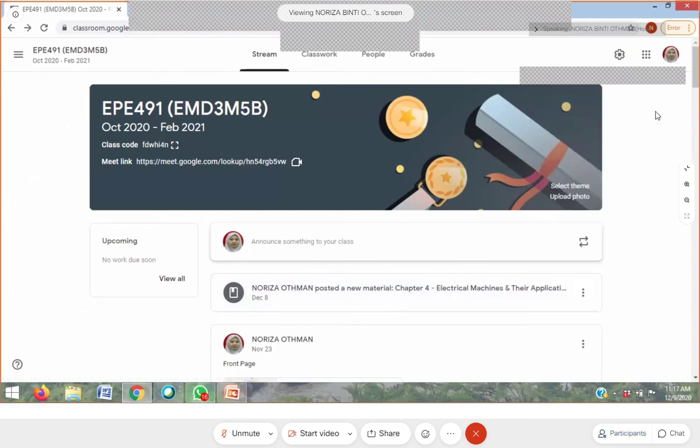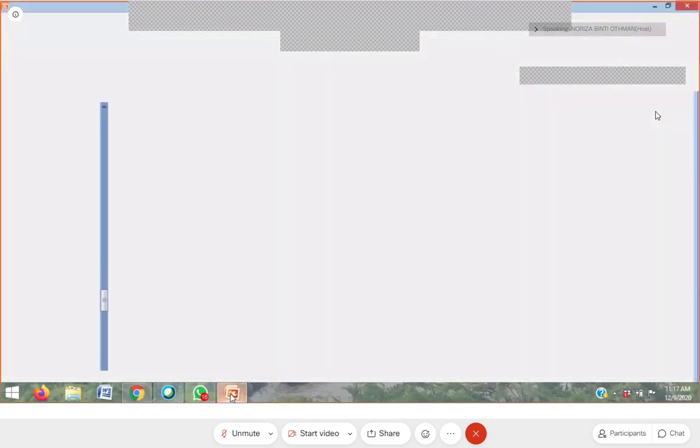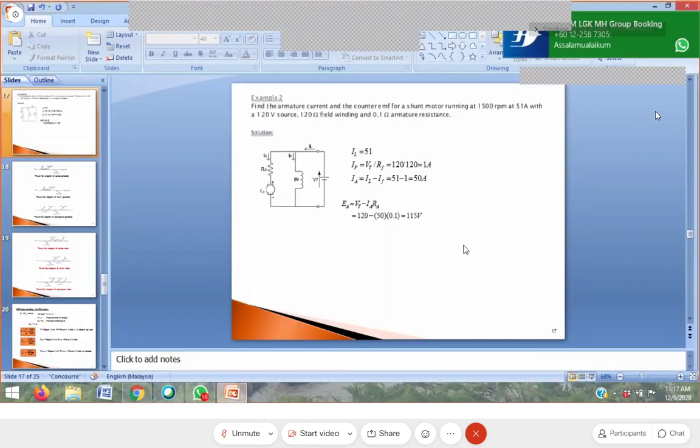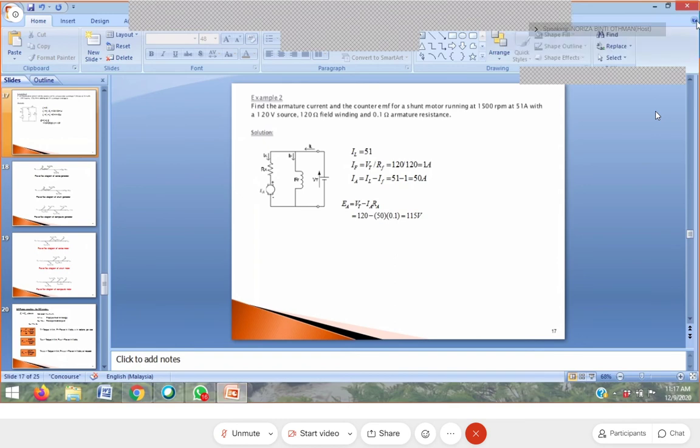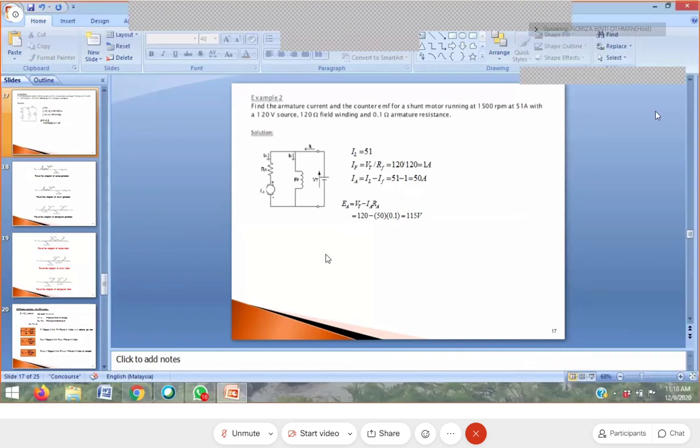Tapi tak apalah. Dia different tapi sama. Dia apply the same concept, in different way lah. So kalau dalam synchronous, nanti yang kita akan tengok synchronous and also induction motor, benda yang sama juga.